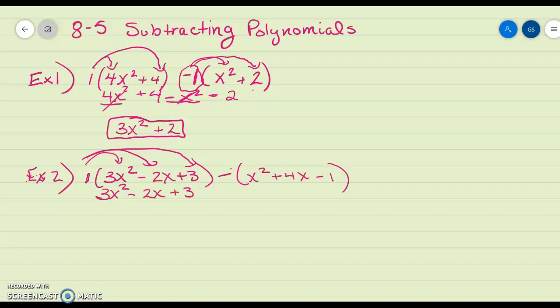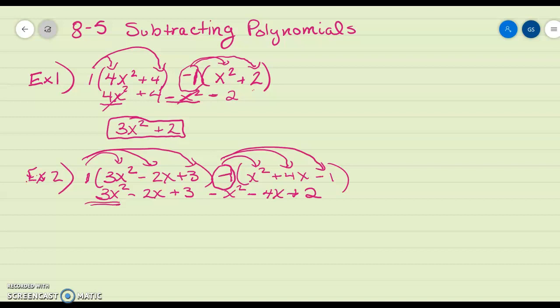But what happens with the second one? Well, we put a 1 in there. Now we're distributing a negative 1 across the parentheses. So negative 1 times x squared is negative x squared. Negative 1 times 4x is negative 4x. Negative 1 times negative 1 is a positive 1. Now look at this. We have to combine like terms and make sure it's in standard form.